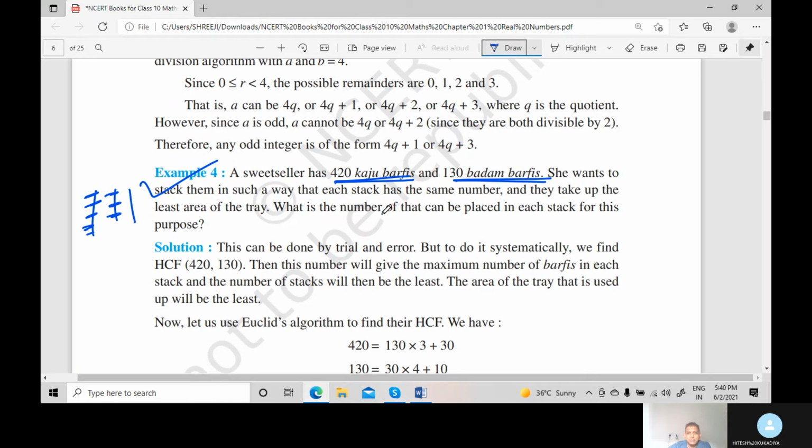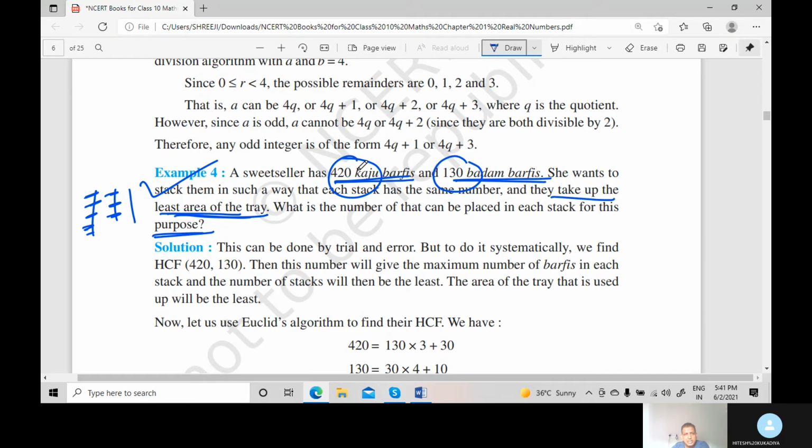So how many stacks? Look at this question. If each stack has the same number and they take up the least area of the tray, how is it possible to have the least area? So maximum Barfi in each stack. Okay, so what is the number that can be placed in each stack for this purpose? So we find the HCF.